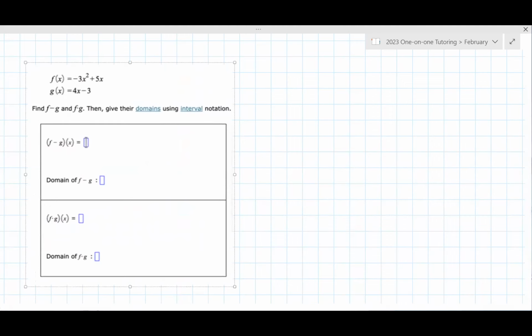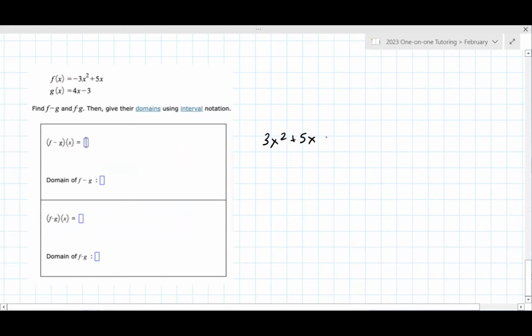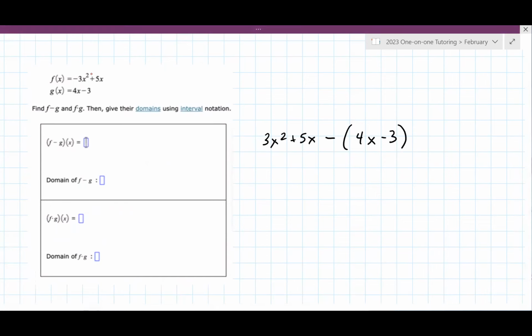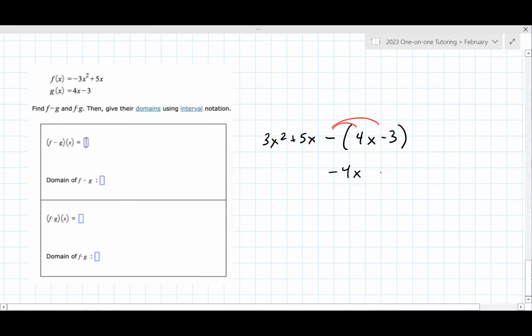There it is. f minus g. So you take that f of x as is, but when you subtract the other one, it's really in parentheses like this. The reason that's important is because you're going to distribute that negative to both terms. So it's going to be minus 4x plus 3, 3x squared plus 5x. And then you combine like terms. So in this case, it's 1x plus 3.